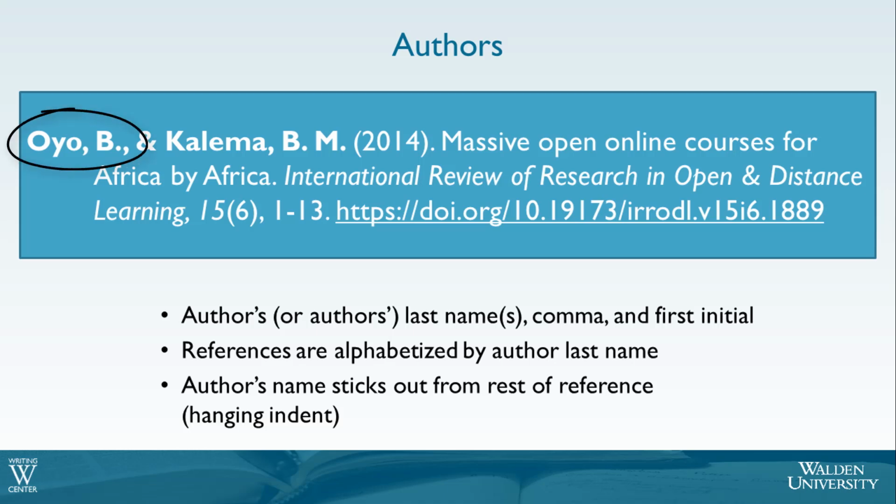If the author in the original article is listing just the first initial, just list the first initial. If the author, like this second author, lists the first initial and the middle initial, then you'll list both, separated by a period and a space.